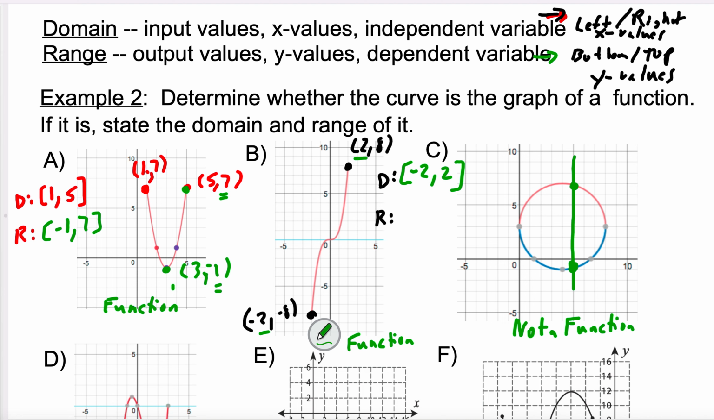All right, so then let's look at the y values. So range here, we're talking about the y values. What's the bottommost? It's down there. There's my bottom. And what's the bottom y value? -8. At the top, where's the top? It's up there. What's the topmost y value? It's at 8.